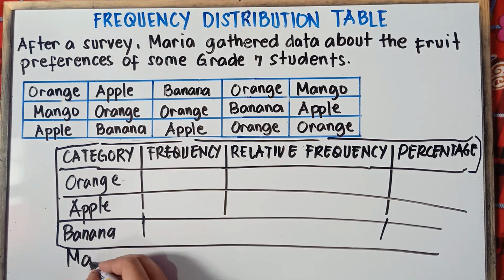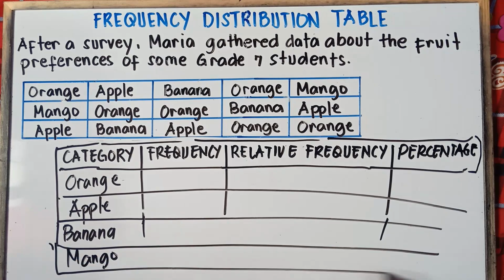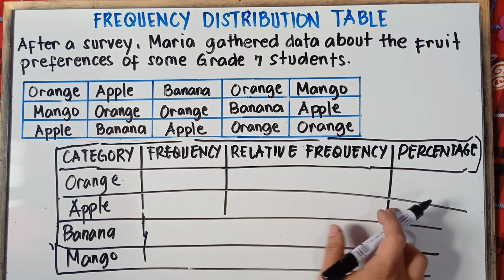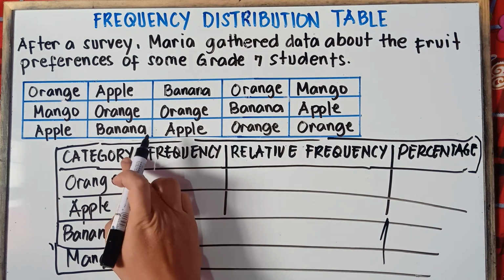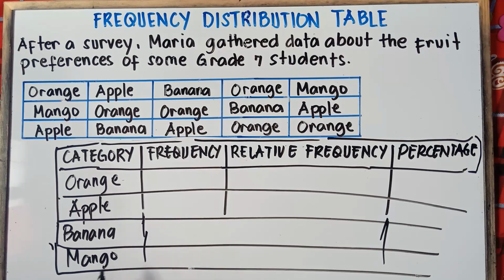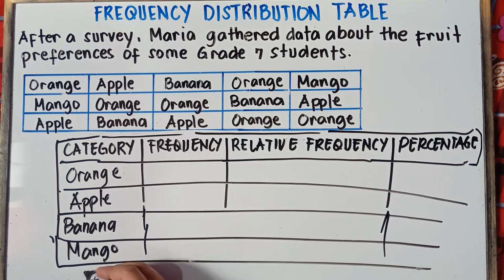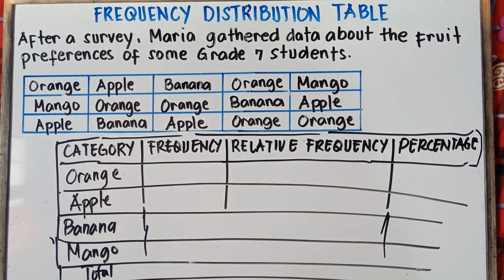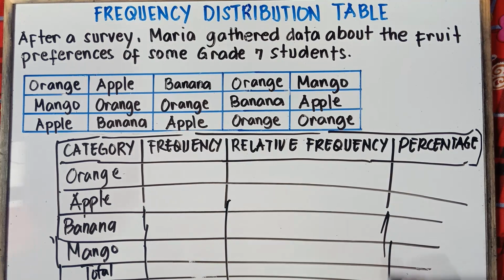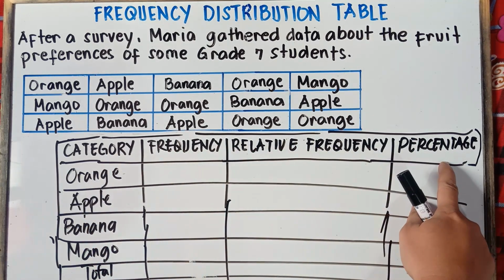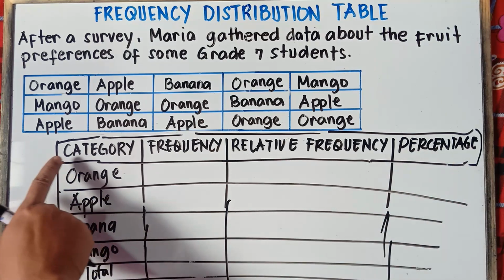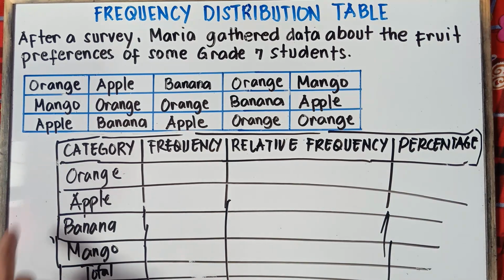Therefore, how many columns do we have? 1, 2, 3, 4. 4 columns. And for the rows, 1, 2, 3, 4, 5. Mango. And then the last one, class, of course, will be the total. You need to have the last row, and it will be the total. For the number of rows, including the title row, category: 1, 2, 3, 4, 5, 6. So 4 columns and 6 rows.